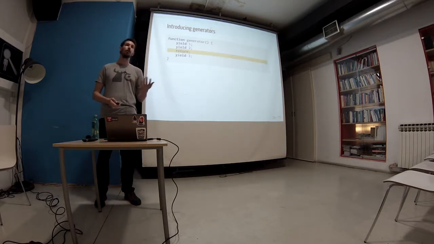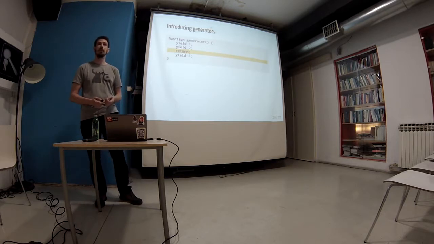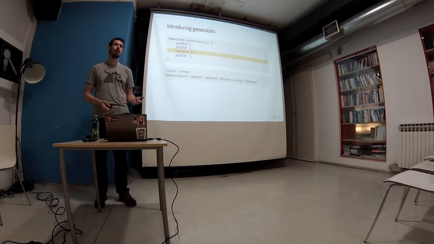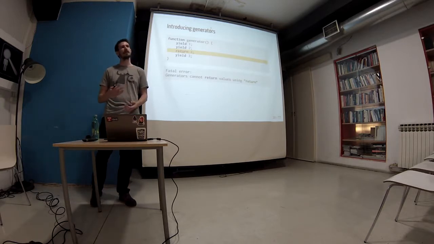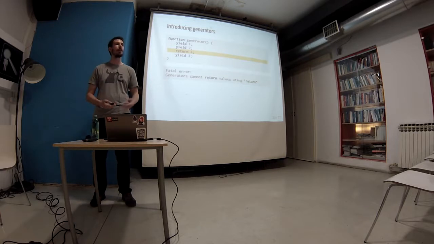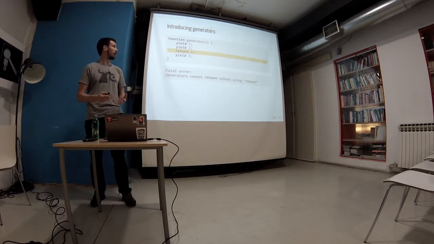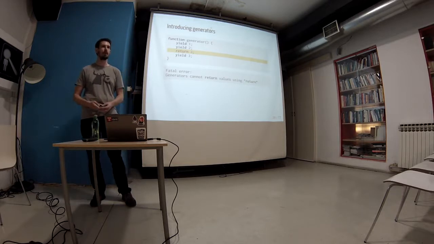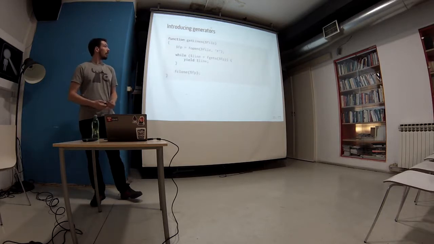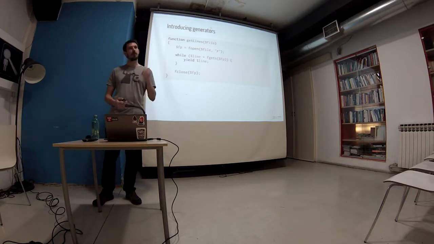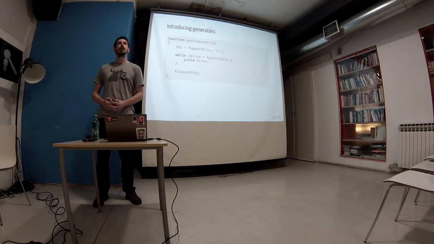Interesting thing: you can also have a return statement in generators, but this will abort the execution after the second yield. It will not yield 3. But if you put a value in your return, that will fail with a fatal error, because it makes no sense in this context to return a value from a generator. So this is how you would solve reading lines from a file.